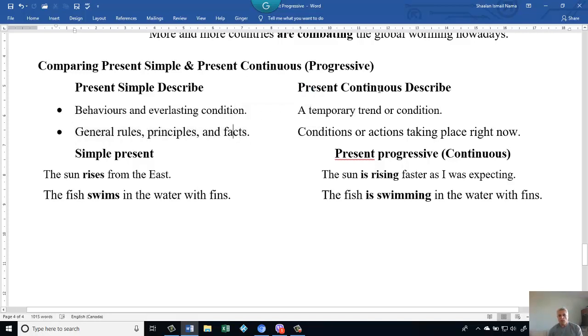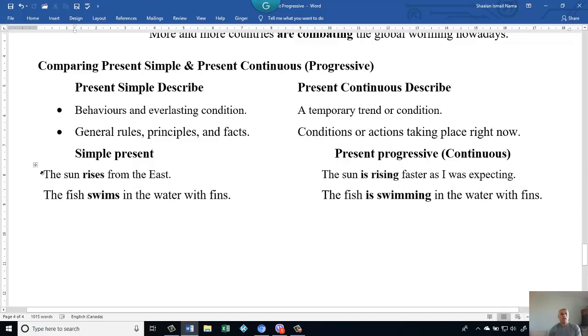Okay, let's go to present continuous. Present temporary term or condition. This is for a period of time. Continue in that period of time. But this will be continuing forever, maybe everlasting. Then here we have conditions or action taking place right now. But this is continuing forever, as we said. Let's see here. We have simple present, and there was a difference between present progressive or present continuous.